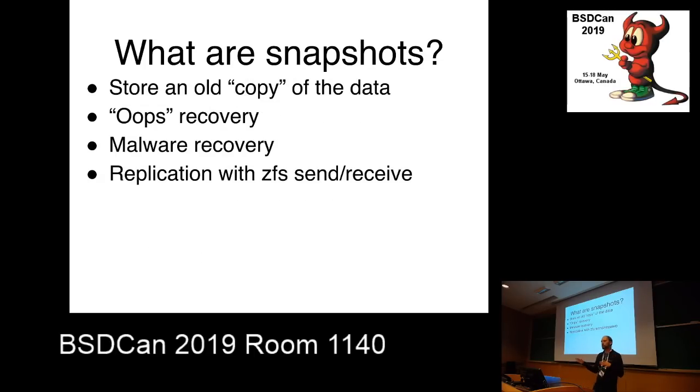So we'll start with the very basics. What are snapshots? You can take a snapshot of a file system, and it basically stores an old copy of the data without actually having to copy everything. This is really useful if you make a mistake, like you delete some files accidentally, and you need to get them back from the snapshot. It's also useful for malware recovery, where somebody else deleted your files. And it's used in conjunction with ZFS send and receive to do replication of data to other systems.